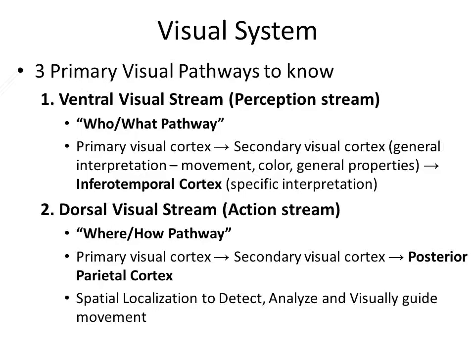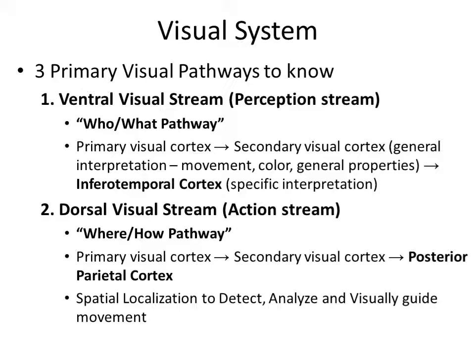There are 3 primary pathways for the visual information that I would like you to know. One is known as the ventral visual stream, or the perception stream. This is also known as the who-what pathway. Information going to the primary visual cortex then goes to the secondary visual cortex, an area surrounding the primary visual cortex that gives us general interpretation of things such as movement, color, and general properties of what we're looking at. From there, the information goes to the inferotemporal cortex, where we have specific interpretation of the information. Here is where we identify who it is we are looking at, or what it is that we are looking at.